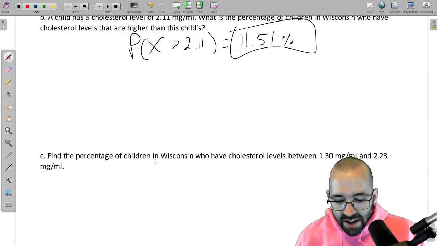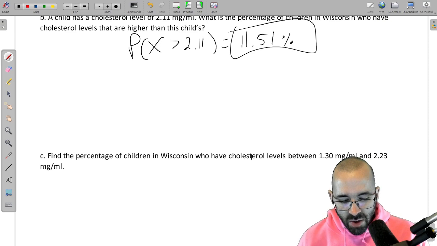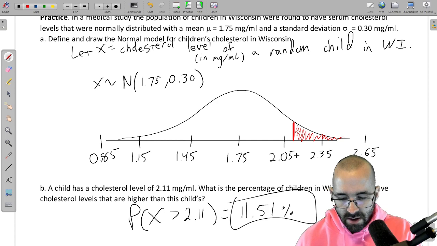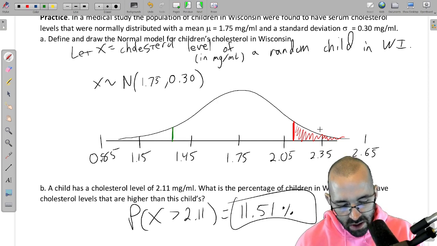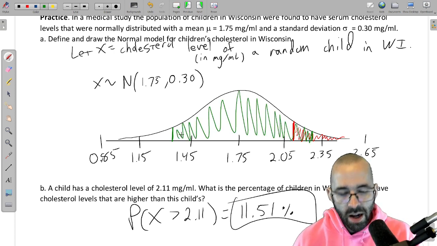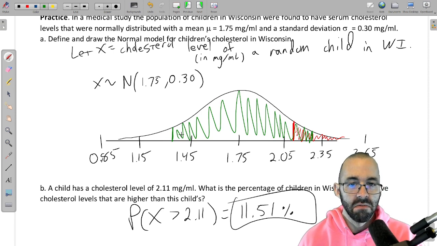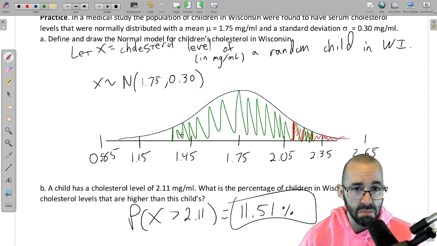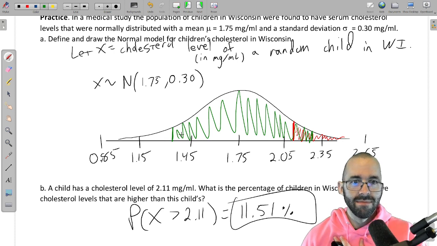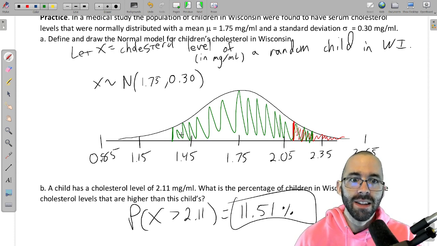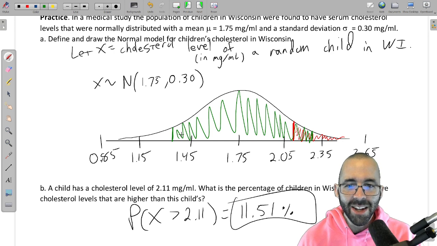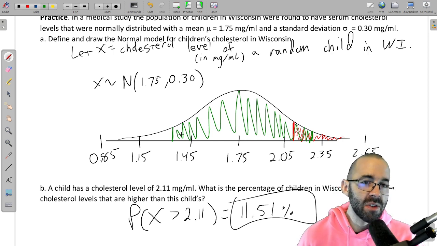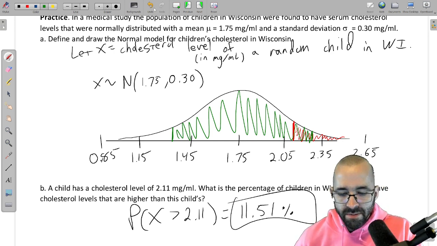All right, one more. Find the percentage of children in Wisconsin who have cholesterol levels between 1.3 and 2.23. Between 1.3 and 2.23 is going to be like this green area. How big of an answer should we expect? Maybe like 70%, right? This is most of the area. Excuse me. I just had a tamale burp. Anyway, we should expect most of this, maybe 60%, 70%. Let's find out.